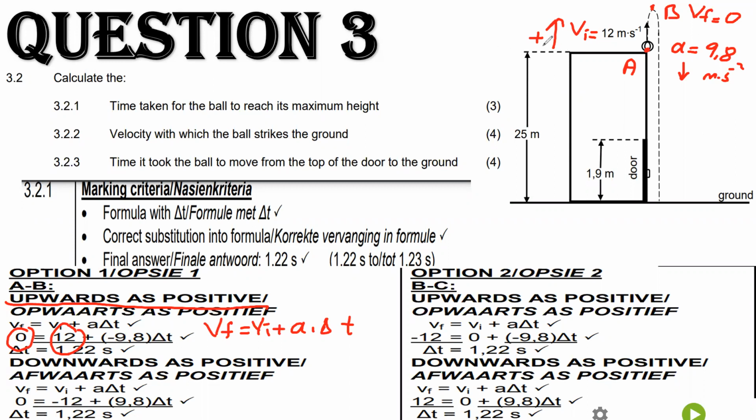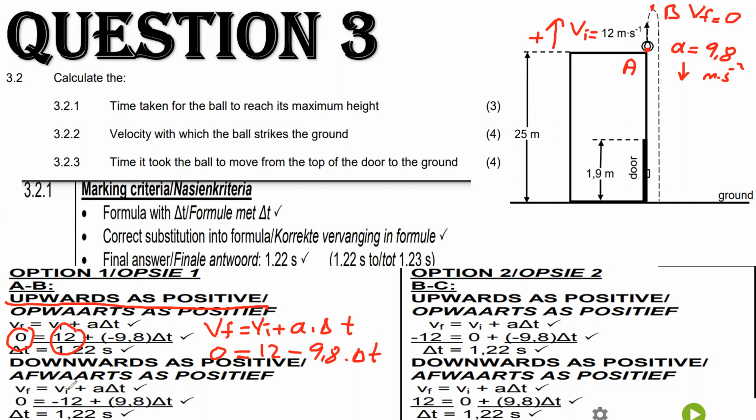Acceleration is minus 9.8. Why? Because we said the object going up is positive, and acceleration we know is always down. For free fall and projectile motion, acceleration is always in the down direction. So as you see, it's the opposite direction, and because of that we should say negative 9.8. If you use this equation, 0 equals 12 minus 9.8 times delta t. From here you can calculate, and you get 1.22.